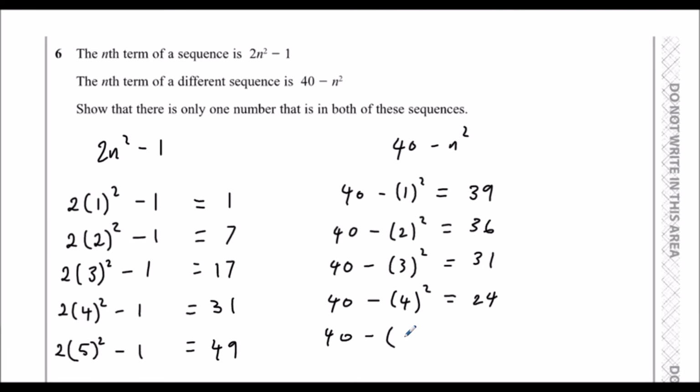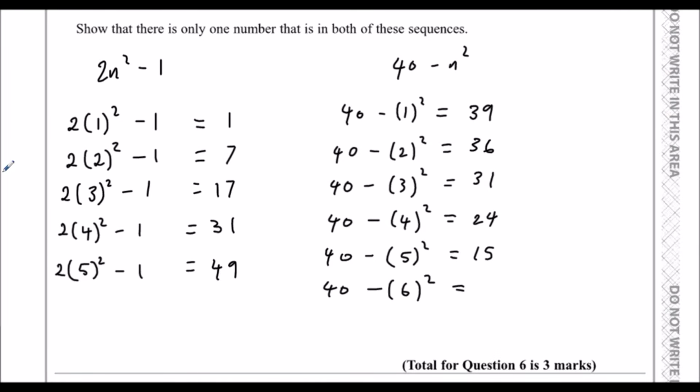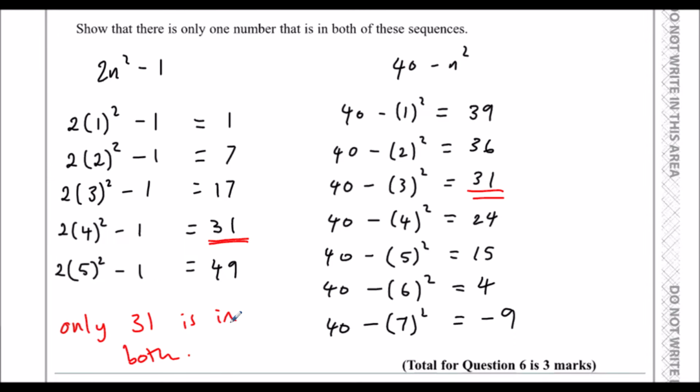We've got 40 minus 5 squared. 40 minus 25 is 15. 40 minus 6 squared. 40 minus 36, that's 4. And just so we've gotten past 1, 40 minus 7 squared. 40 minus 49 is negative 9. So there's only one number in both of the sequences, and that is 31. So only 31 is in both.